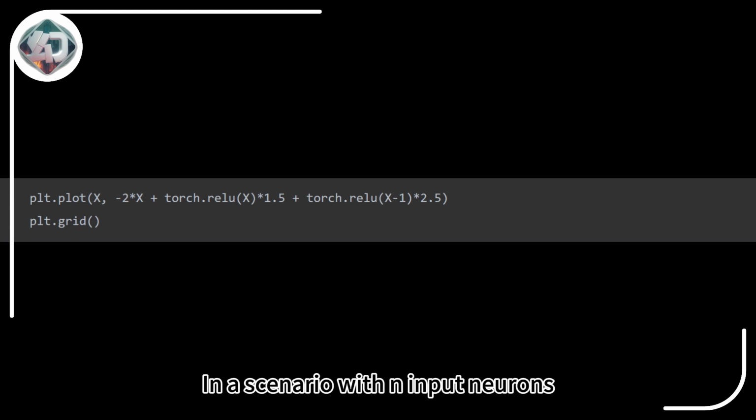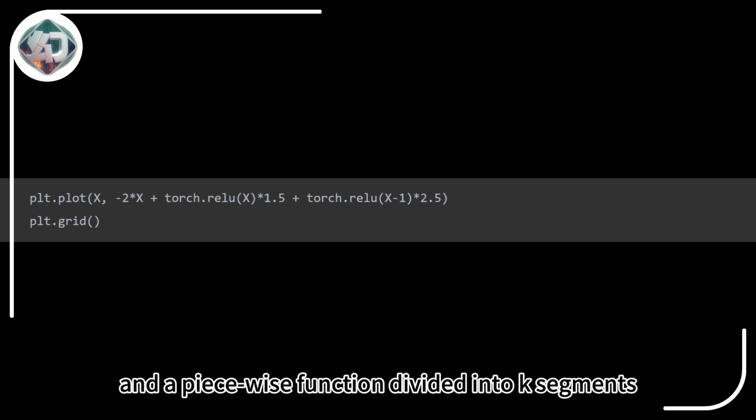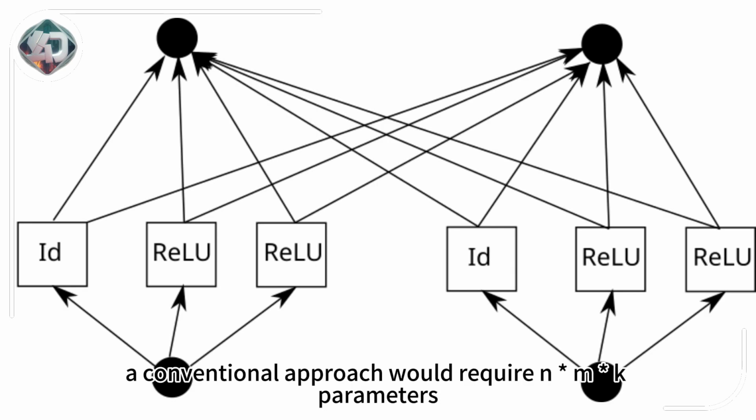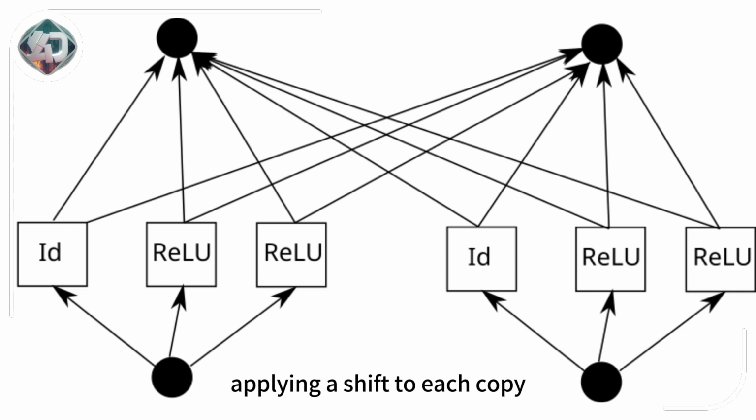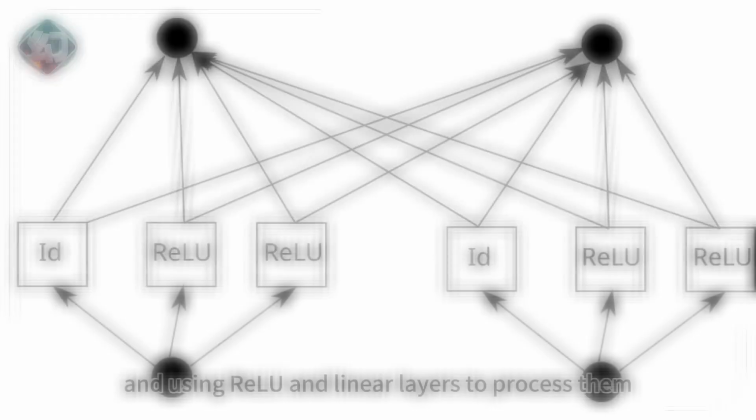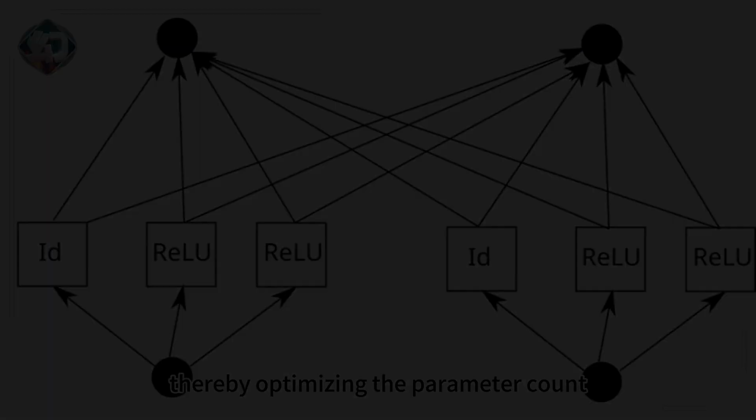In a scenario with N input neurons, M output neurons, and a piecewise function divided into K segments, a conventional approach would require NMK parameters. It reduces this by duplicating the input across K segments, applying a shift to each copy, and using ReLU and linear layers to process them, thereby optimizing the parameter count.